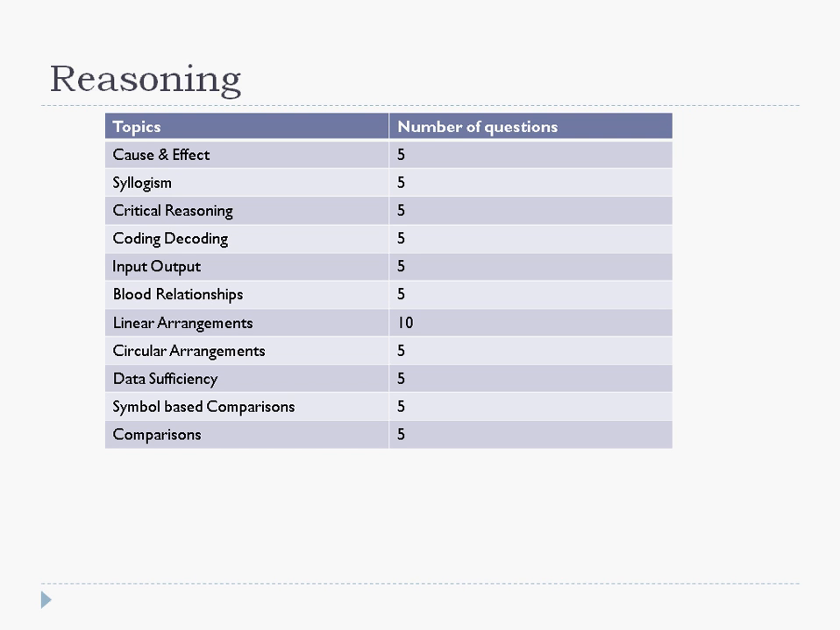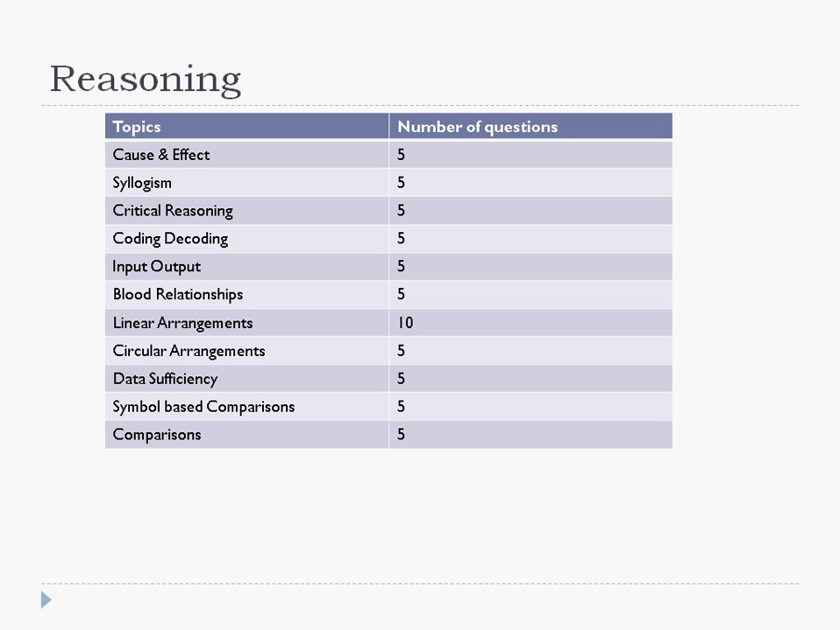The reasoning section was much more comprehensive. It has around 11 sections: cause and effect, syllogism, critical reasoning, coding-decoding, input-output, blood relationships, linear arrangement, circular arrangement, data sufficiency, symbol based comparisons, and finally comparisons. Almost all the topics which you see in a bank PO exam. This section is tilted towards linear arrangements.